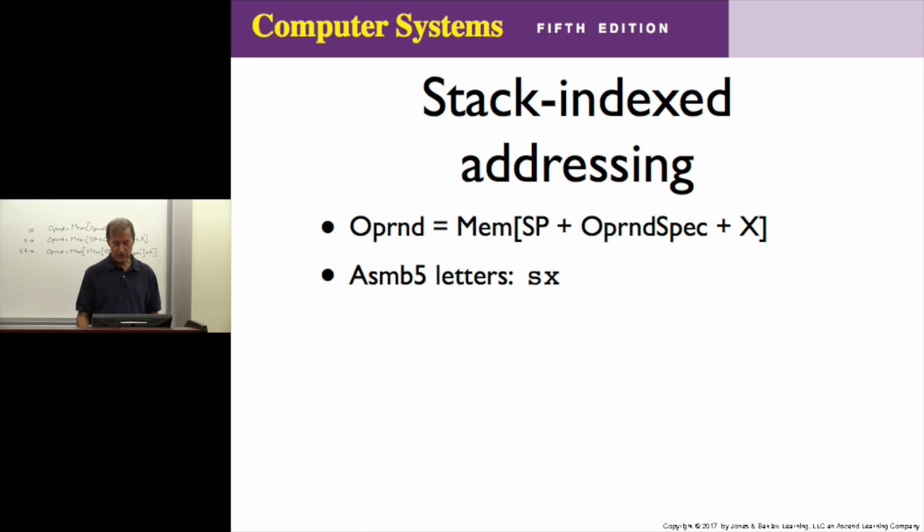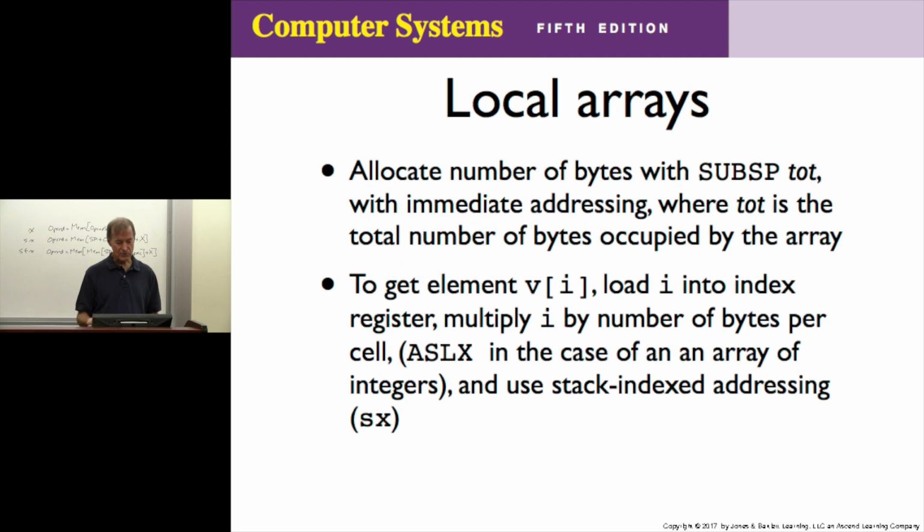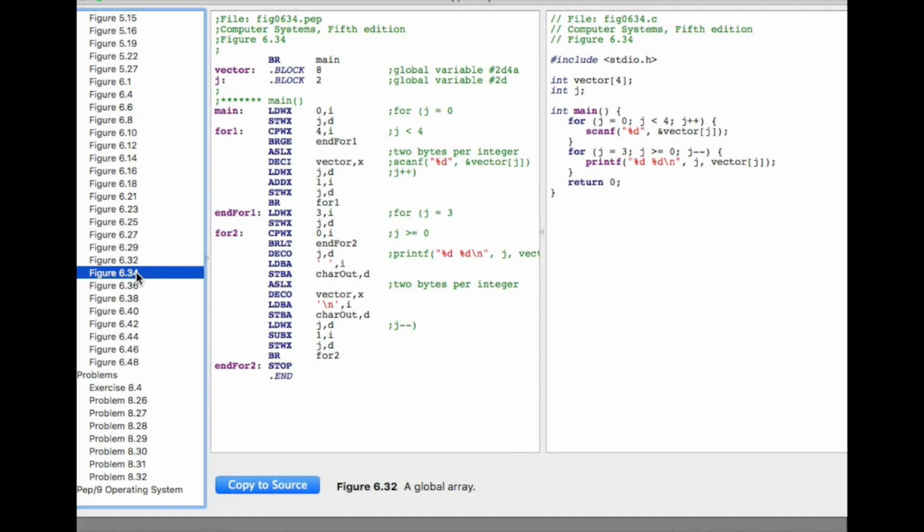Then we took a look and saw the recipe for local arrays: you allocate the number of bytes with sub SP total, and you use stack indexed addressing to access the element of a local array. So what I'd like to do now is give a little demo. So let's do a demo. Okay, so here in figure 6.34 is the C program.